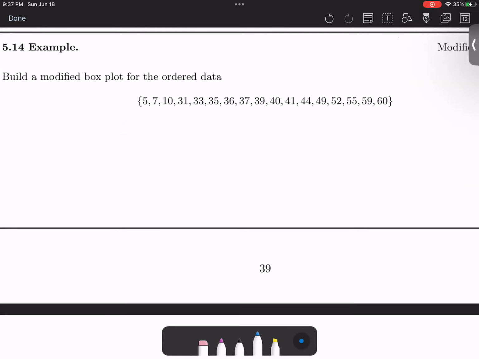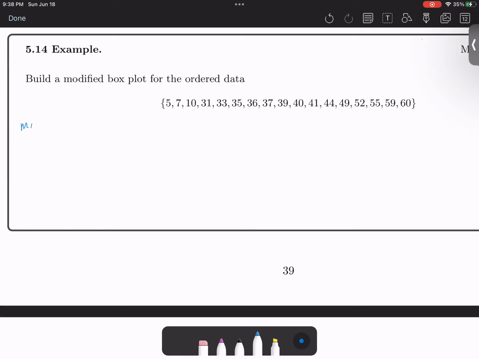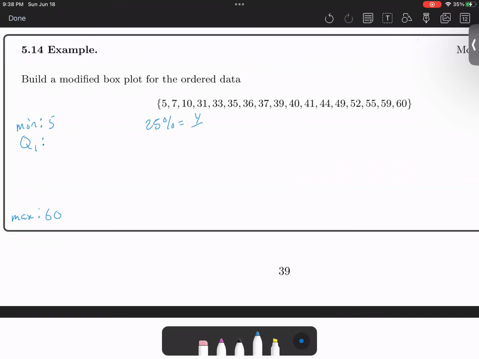So let's do this. We have ordered data here, and let's first get the 5-number summary. The minimum, easily observable, is 5. The maximum is 60. Let's find the first quartile. So that's me looking for 25%. How many values do I have? 1, 2, 3, 4, 5, 6, 7, 8, 9, 10, 11, 12, 13, 14, 15, 16, 17.